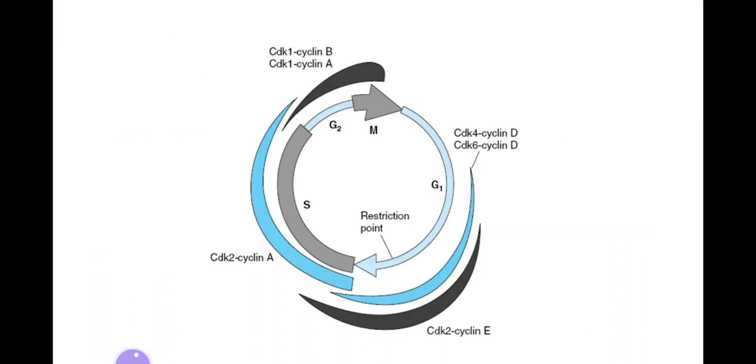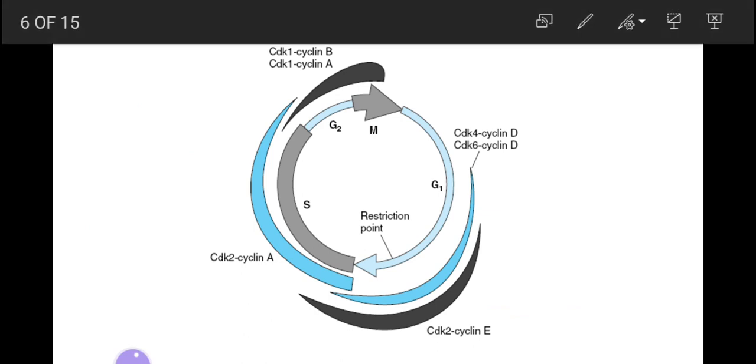This picture shows a schematic illustration of the points during the mammalian cell cycle, indicating when the cyclins and cyclin dependent kinases are activated. First of all, cyclin D. Its level rises late in the G1 phase.